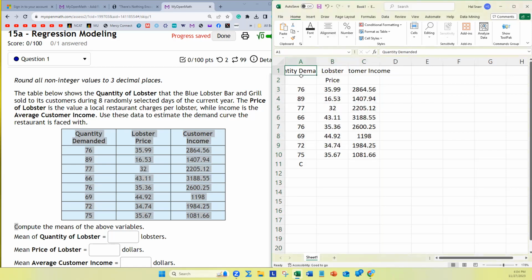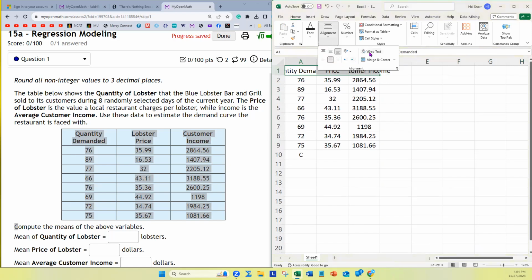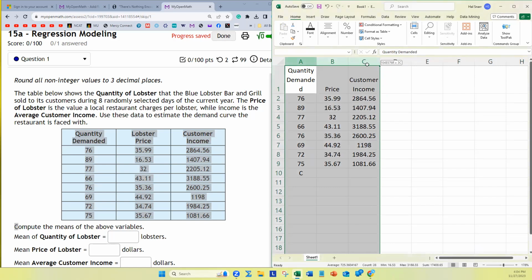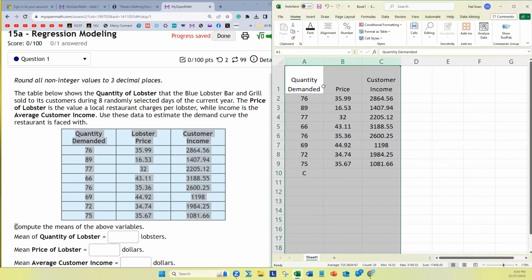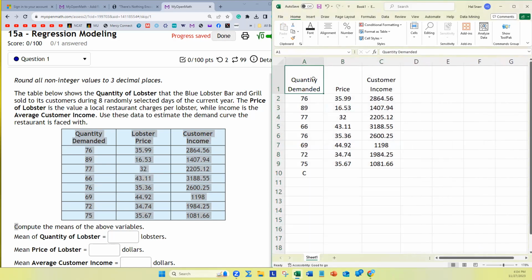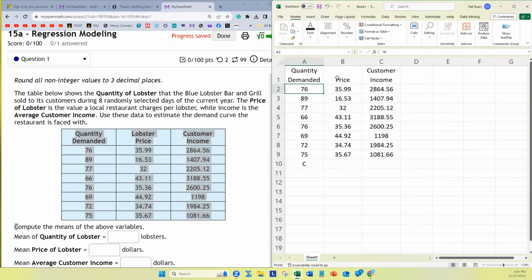I need to bring this down here. There we go. I'm going to go ahead and delete row 1. And then I'm going to word wrap. There we go. So this right here is the lobster price. And we got customer income and the quantity demanded.